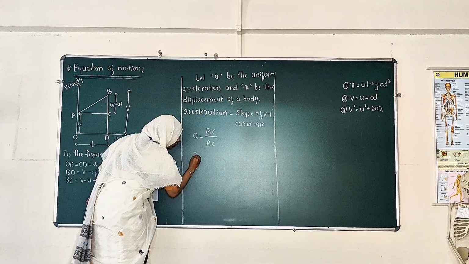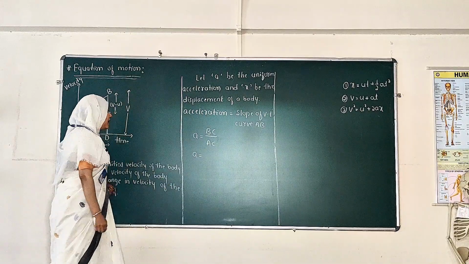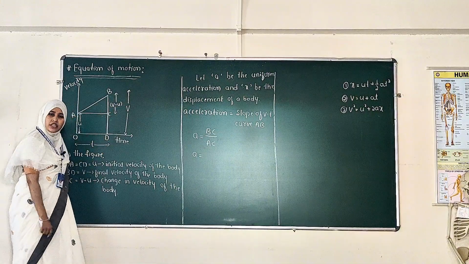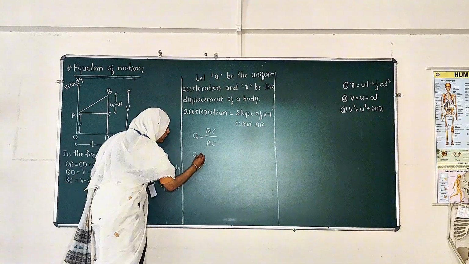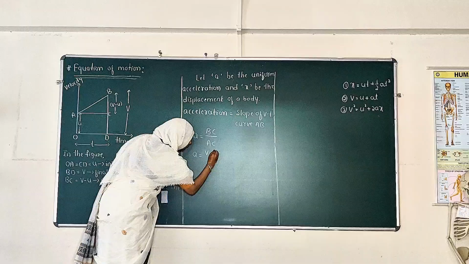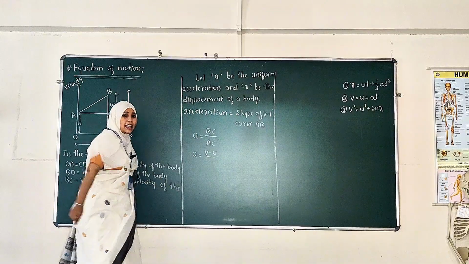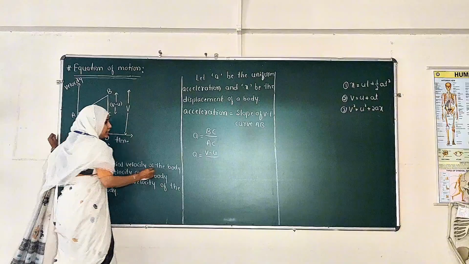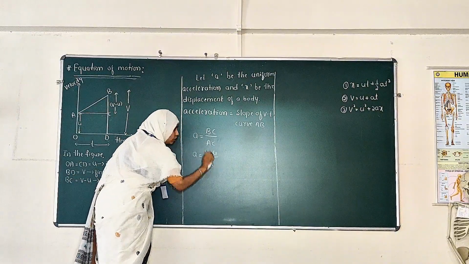Then A is equal to, what is BC? BC is nothing but V minus U. What is V minus U? Change in velocity. Okay, write it. V minus U divided by AC. See the diagram. What is AC? AC is T. Write down T.